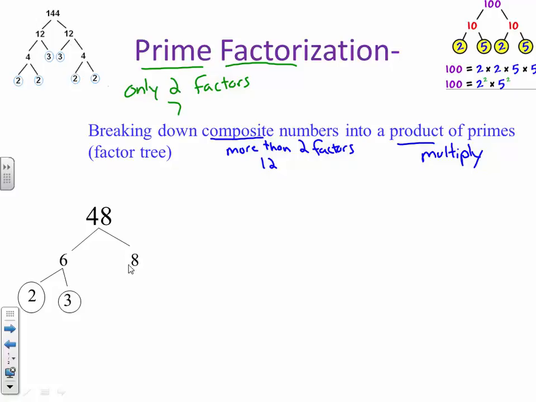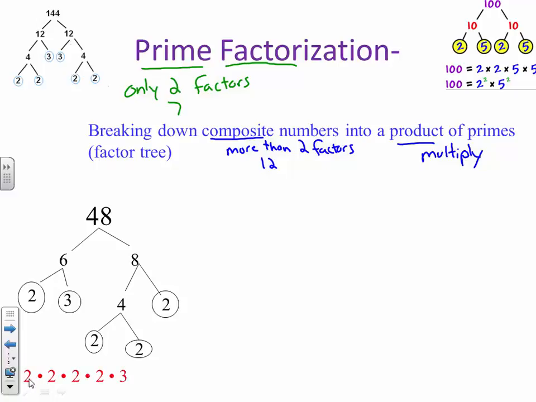So let's go over to the 8. The 8 was composite, so I'm going to use 4 times 2. 2 is prime, so I'm going to circle that. That's the end of that branch. 4 is composite, so I'm going to say 4 gives me 2 times 2, and all the 2's are prime. So now when all the branches have a prime number at the end of them, that tells us we're in good shape. So are these all prime? Yeah, all the circled numbers are prime.